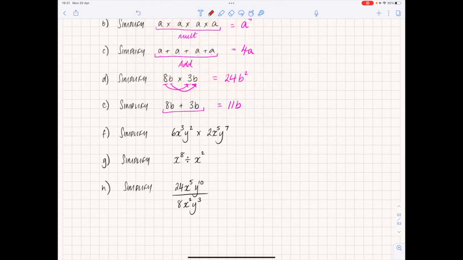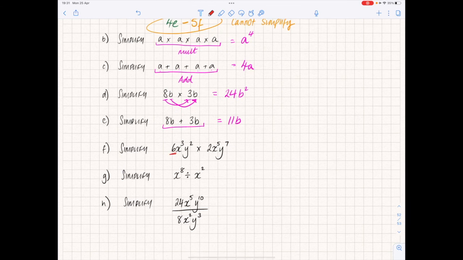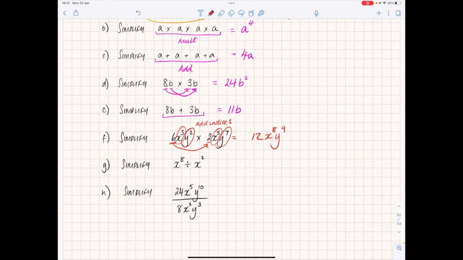Final 3 here then, guys. Same again. So deal with the numbers first. 6 times 2 is 12. So we know it's going to have a 12. And then the rule with indices is when you multiply them, you add the indices. Okay, so x to the power of 3 and x to the power of 5 becomes x to the power of 8, because 5 plus 3 is 8. Y squared, y to the power of 7, is y to the power of 9, because you're adding those powers, okay?